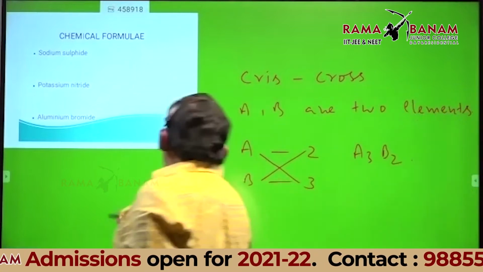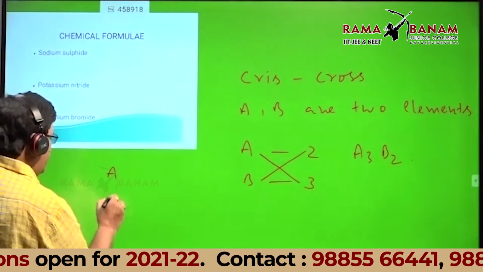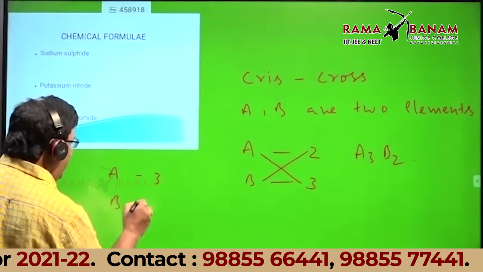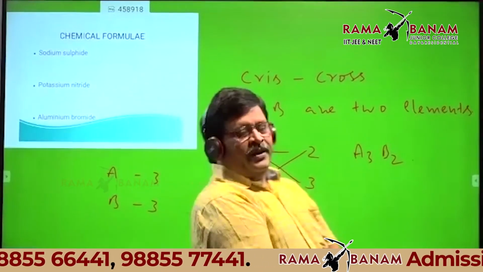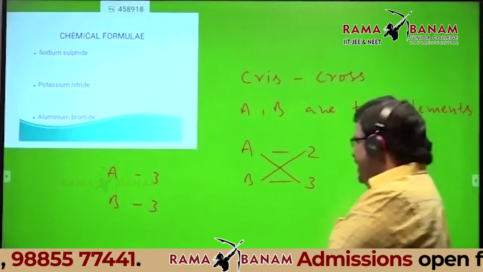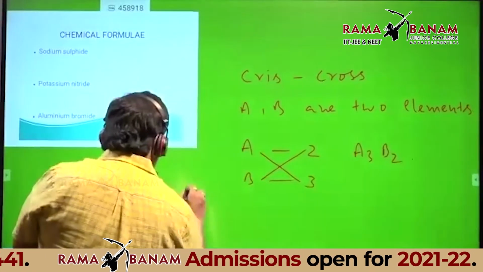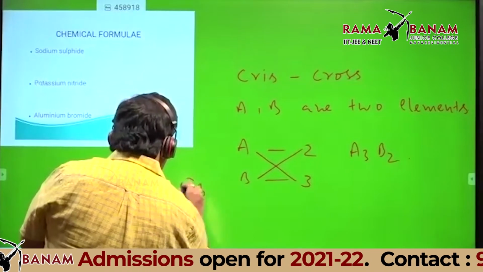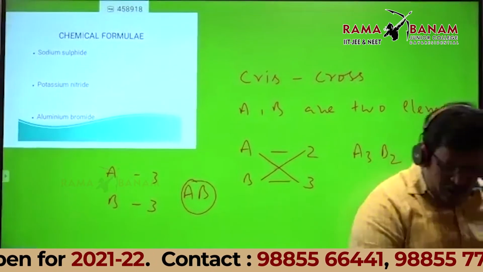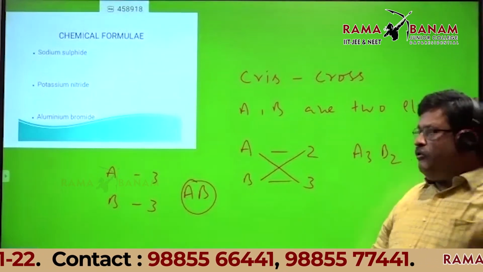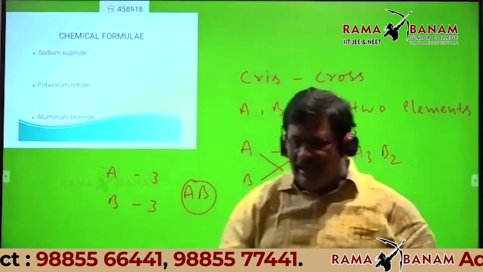Suppose the valencies of the two elements are the same, A is 3 and B is 3. The formula is AB, it's not A3B3. We should write the simple ratio of atoms. The formula of the compound is AB. So, nothing more than this. I don't want to explain anything more than this.